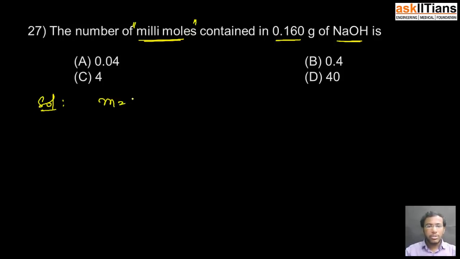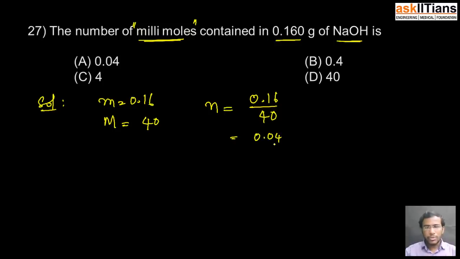Mass is given as 0.16 grams, and you know the molecular mass of NaOH is 40. So its number of moles is equal to its given mass 0.16 divided by its molecular mass 40. If you calculate this, you will get 0.04. This is the number of moles. So if you think 0.04 is the answer, then you're wrong, because in this question it is asked to calculate the number of millimoles.